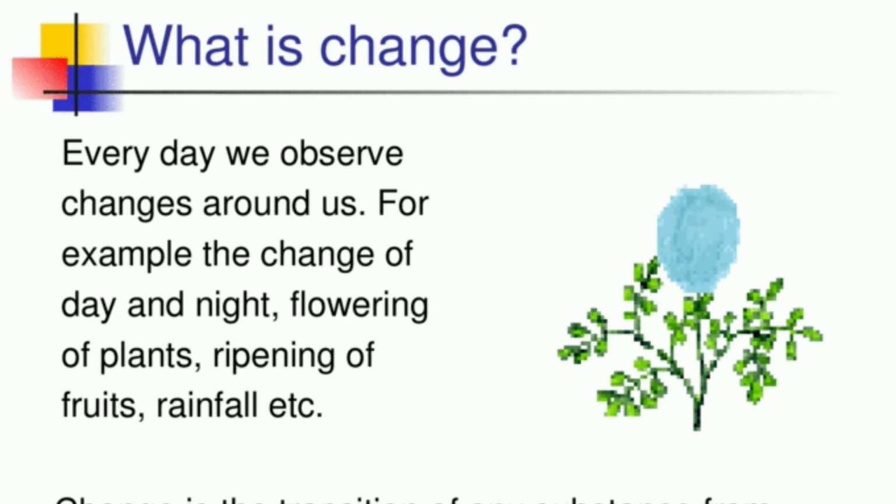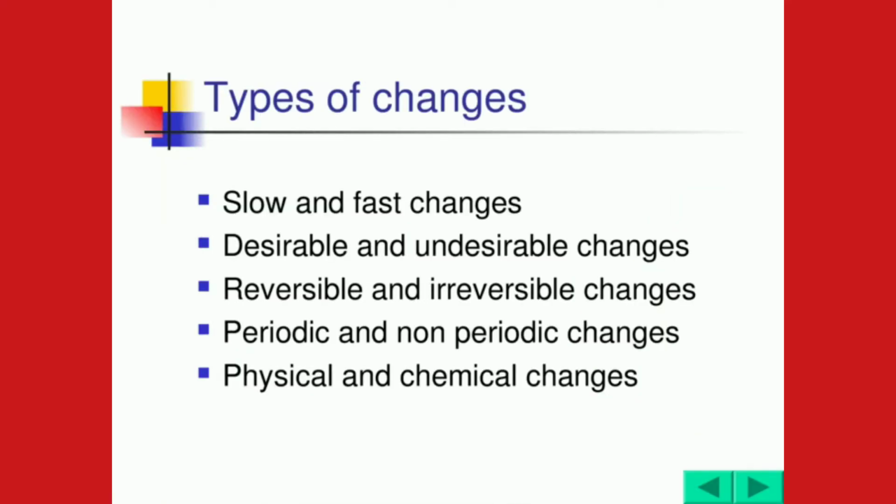Every day we observe changes around us. If you observe, so many changes are happening surrounding us. Some examples are the change of day and night. Of course, these two changes we can easily see. And ripening of fruits. Whenever the fruits are in the raw state and then change to ripe, that is also one type of change. And rainfall, etc. Now the environment is cool, but after some time, if the rainfall is happening, then rainfall is also one type of change. The change is the transition of any substance from one form to another form.